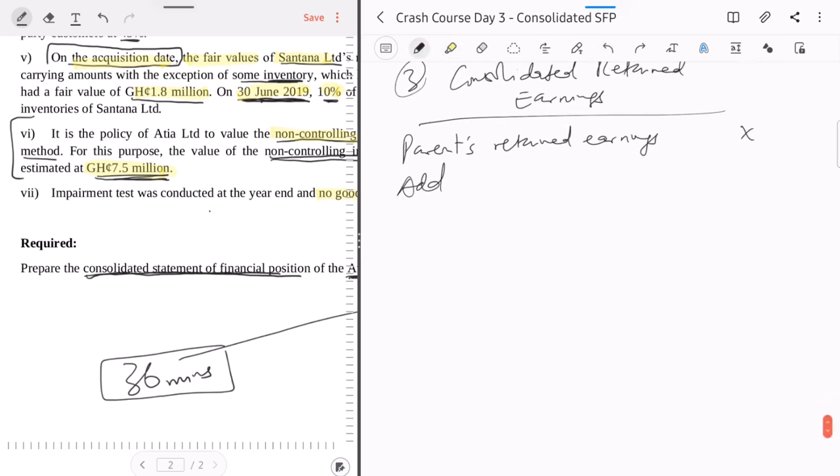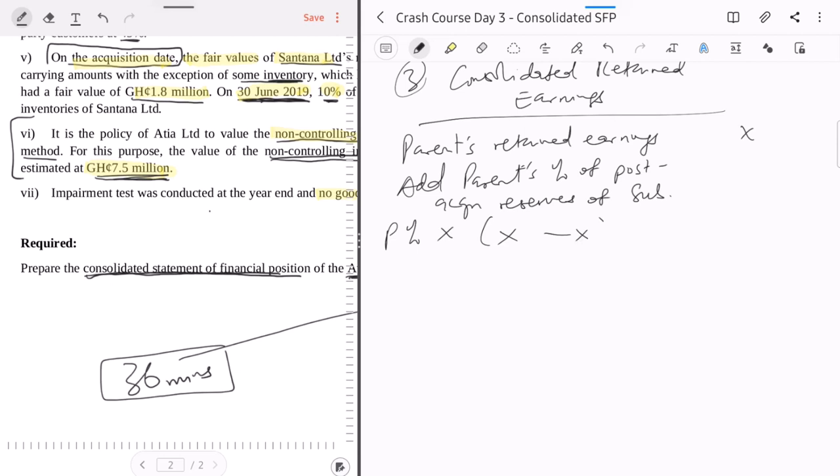So you add what? Parent's percentage of post-acquisition reserves of sub. So this would be P's percentage of what? Remember I told you the net asset closing minus what opening. I'll give you this figure. Then you less, if there's impairment, you less what? The parent's percentage of what? Impairment. You deduct it from here, right? And that will be it, really.